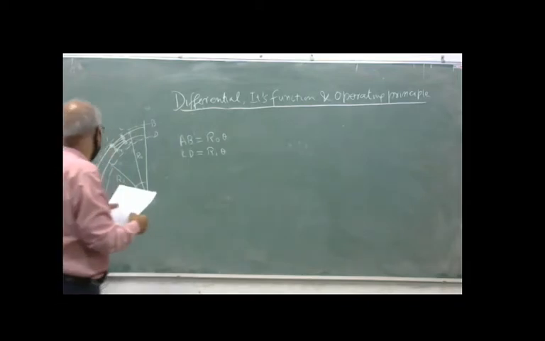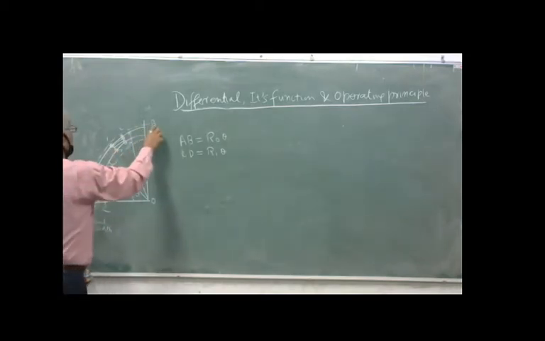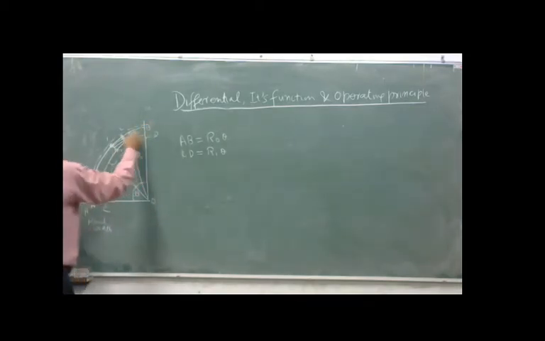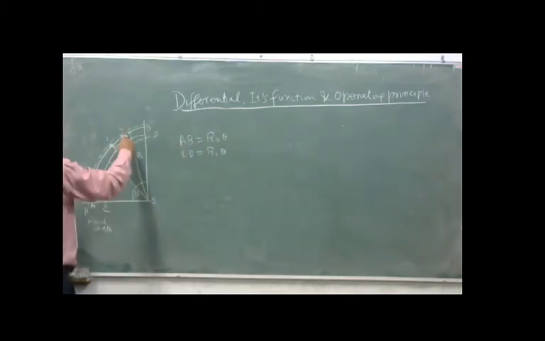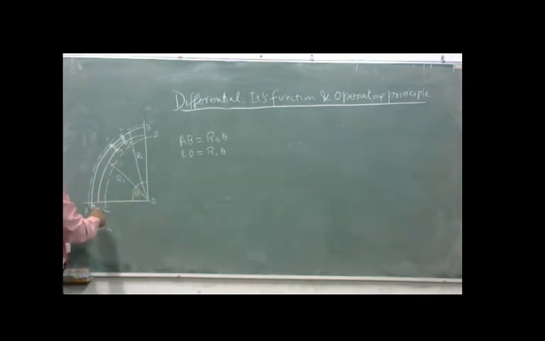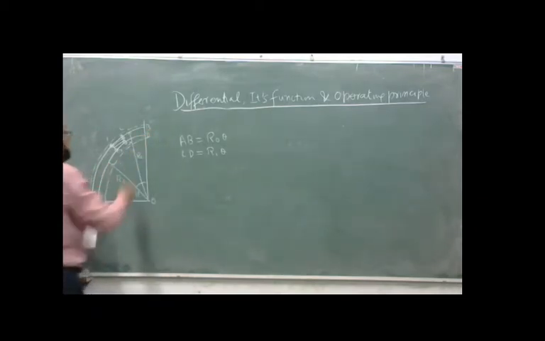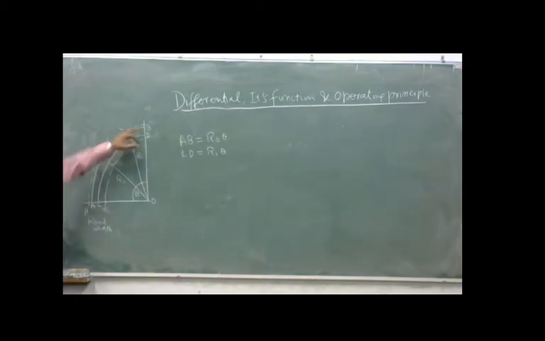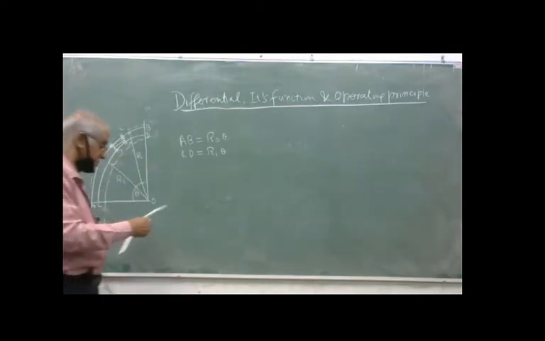AB, that is the outer view. A and this is the outer view. AB, that is Ro into theta. Ro is the radius, theta is the angle, and Ri, that is CD. This is your C, and this is your D. Inner wheel, outer portion, inner portion. So we can write AB is equal to Ro into theta and CD is equal to Ri into theta.